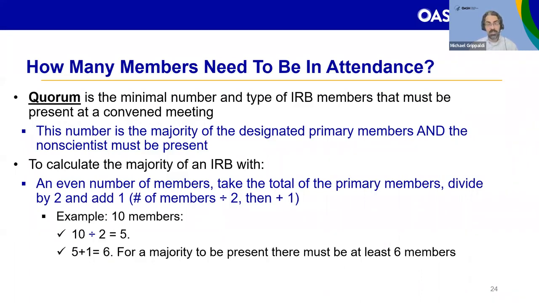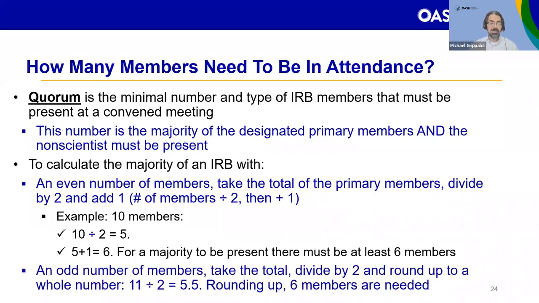And don't forget, we have to have the non-scientists there as well. I think odd numbers are a little easier because you don't really need to remember to add the 1. You can't have half a person, right? So just divide the number by 2 and round up. Here we have 11 primary members. You divide by 2, you end up with 5.5. You round up. So in this instance, you would need to have 6 of the primary members present and the non-scientist for quorum to be met to have the meeting.